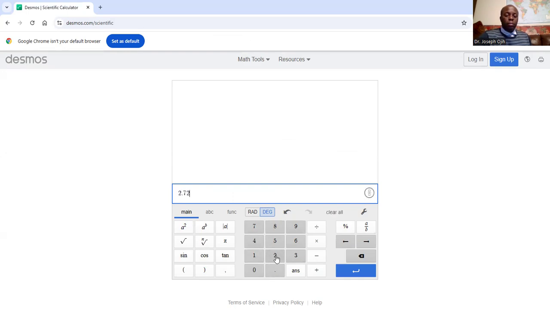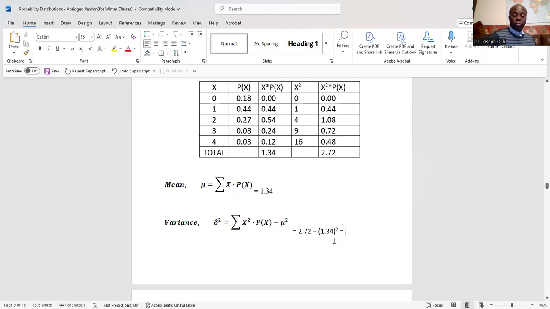2.72 minus 1.34 squared. Yeah, that gives 0.92.